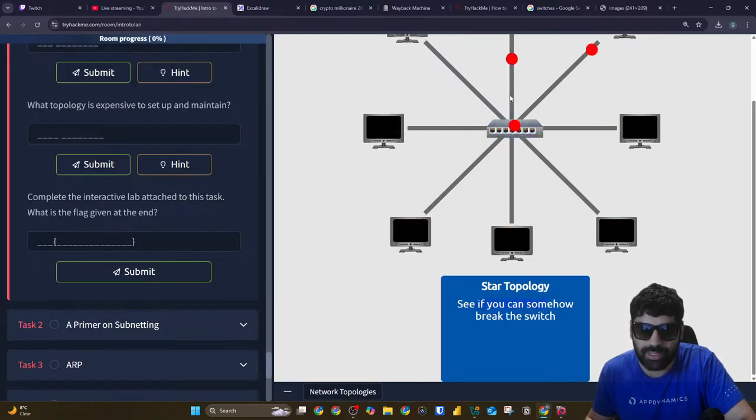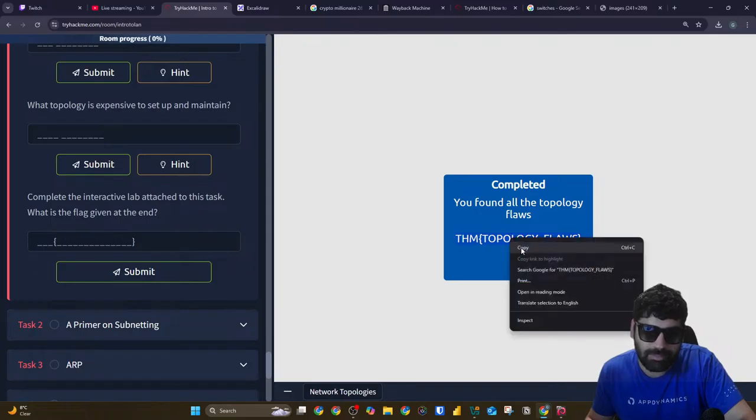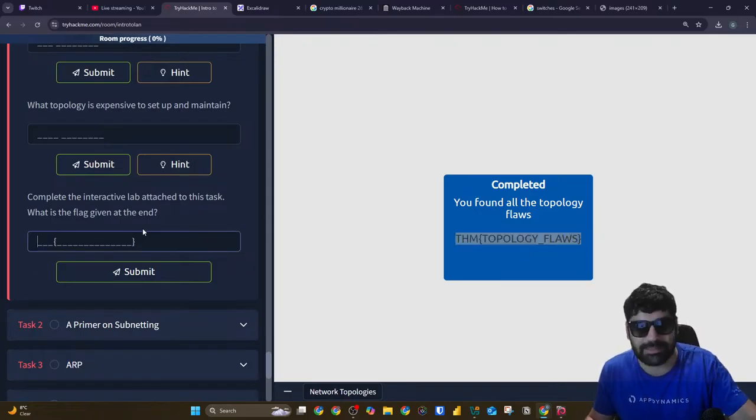So if you go here, we use a hammer. If at this point you're just being stupid, you break it, now it's not working. THM topology flaws, lads. That's the flag.